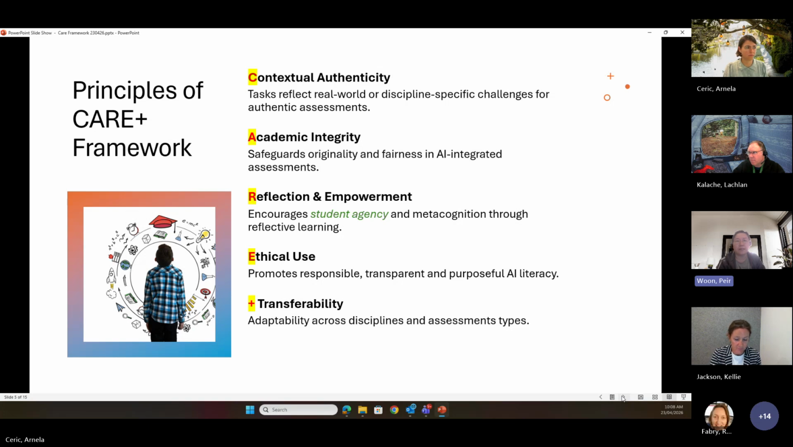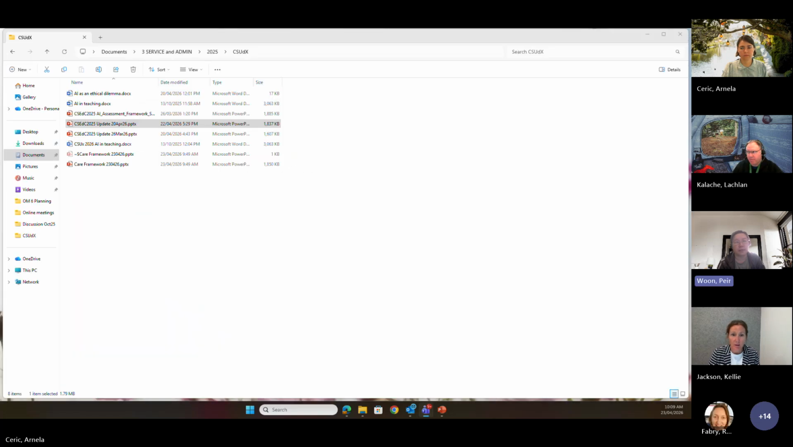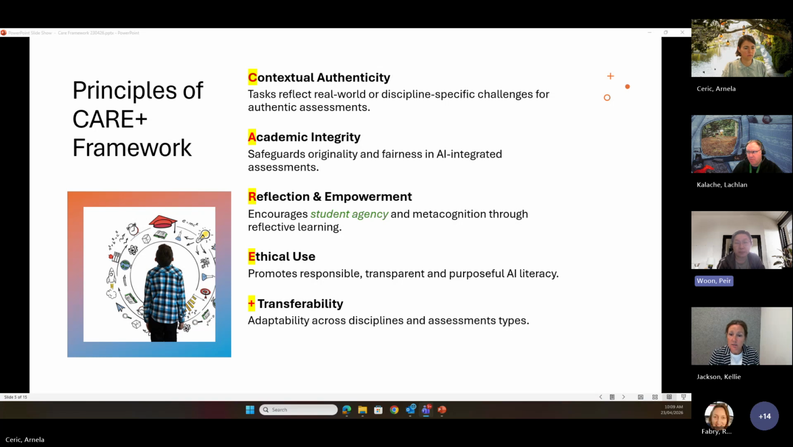So the first one talks about contextual authenticity for subjects, which is very much linked to the transferability in the last one, where we want to show and make sure that we include real world scenarios in our assessment design. This will make sure that our assessments are meaningful in our unique discipline, and hopefully make it really hard to outsource to AI without genuine understanding of the subject content in our own discipline.